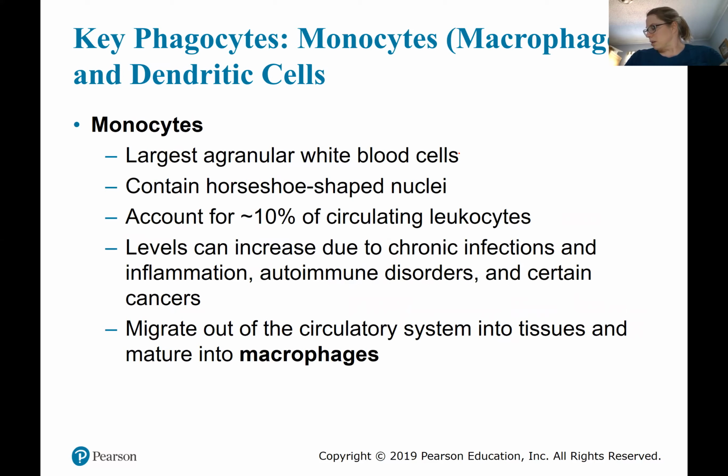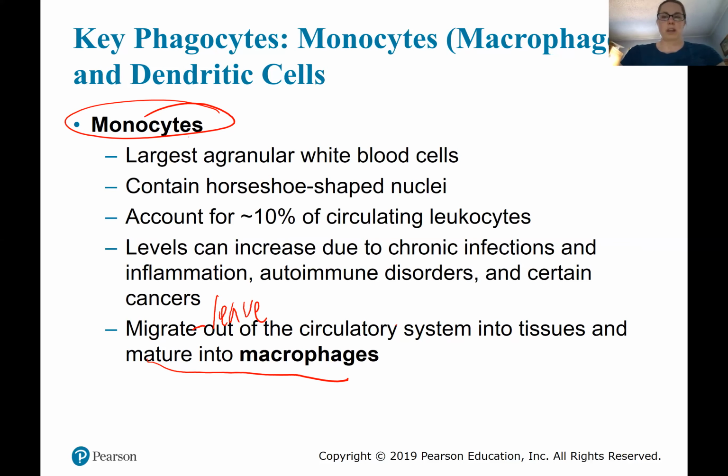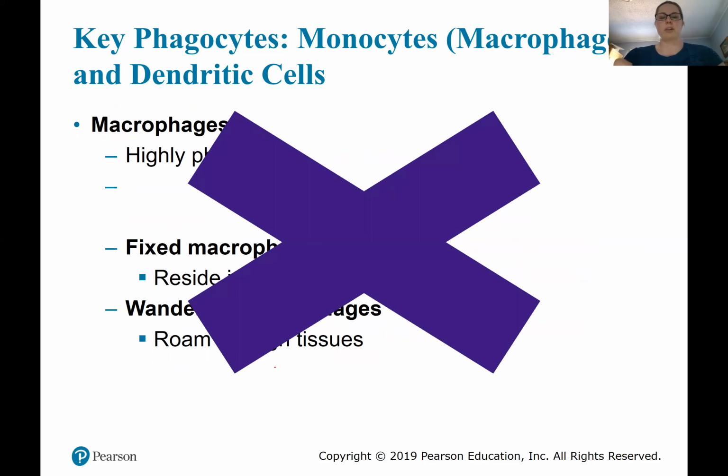Okay, so some key phagocytes. Monocytes are important phagocytes. They're going to mature into what we call macrophages. So we'll see here in a little bit that these monocytes can migrate or leave the bloodstream in a process called diapedesis. We'll talk about that here in just a little bit. And when they do that, they're called macrophages. And they're going to go around and ingest different foreign substances. Okay, whoops, let me go back.